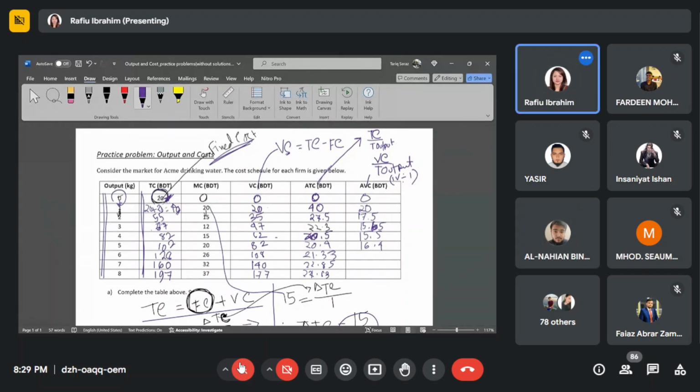Then 18. Ma'am, 20. Our calculation can match with your answer at 20, and last. Last, 22.125.